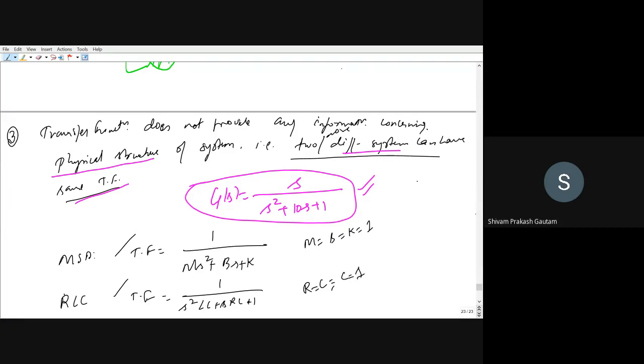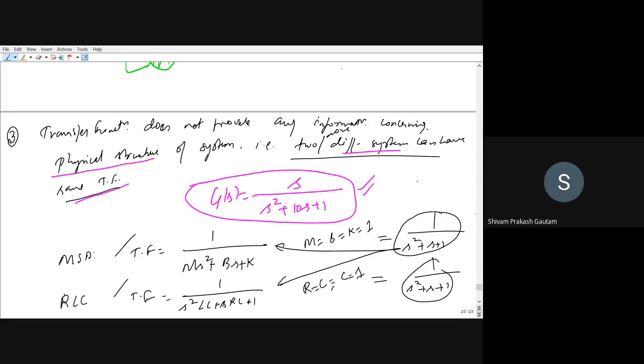If I assign the value to be 1, it will become S square plus S plus 1. Similarly, this will also become S square plus S plus 1. Right? So you can see both of the transfer functions are same, but the structures are different. So the third property means it does not provide any information concerning the physical structure of the system, and two or more different systems can have the same transfer function. This is property number 3.